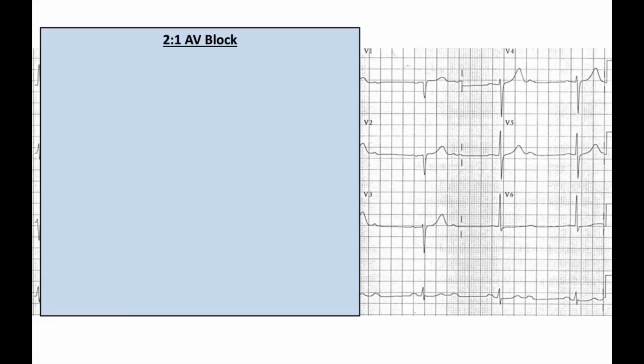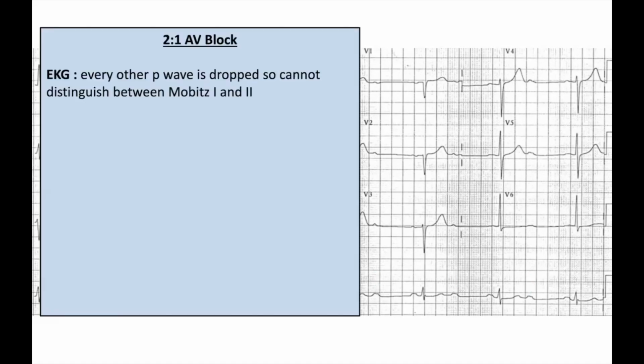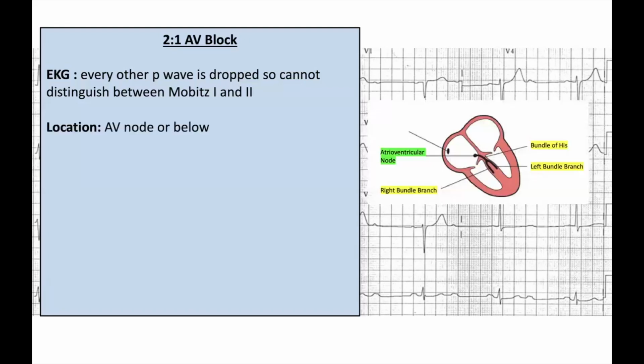So why is this even interesting? Every other P wave is dropped, so you can't distinguish between Mobitz 1 and Mobitz 2, right? Because we said with Mobitz 1, we see the prolongation of our PR interval, whereas with Mobitz 2, we don't see that. There's just no way to really tell that with a 2-to-1 AV block. And for that reason, it could be an AV node fatigability issue, or it could be a structural conduction issue with our His-Purkinje system.